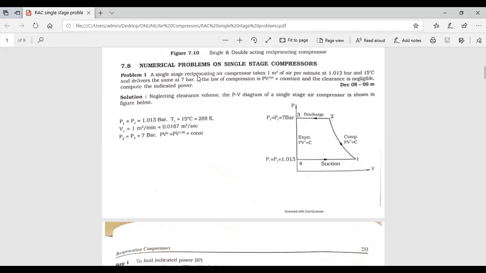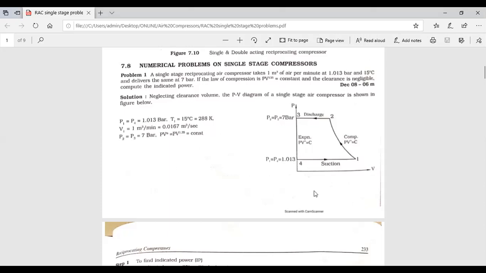First, you have to analyze that it is a single stage reciprocating air compressor that takes 1 meter cube of air, meaning V1 equals 1 meter cube, at 1.013 bar, which is atmospheric pressure, that is P1, and 15 degrees Celsius, that is T1. In this problem, V1, P1 and T1 are given, and it delivers the same at 7 bar, meaning the P2 value is given as 7 bar. And the law of compression is PV raised to 1.35 equals constant, which is nothing but polytropic compression. And the clearance is negligible. Compute the indicated power.